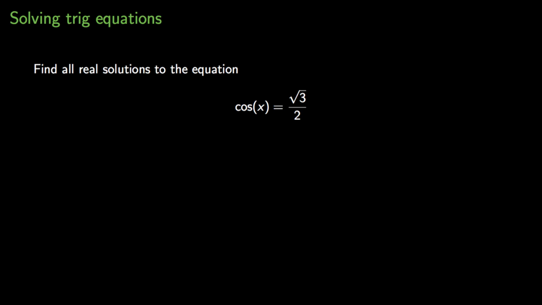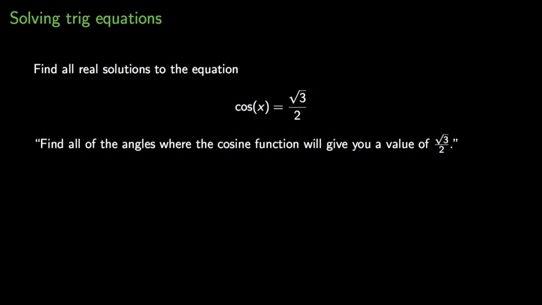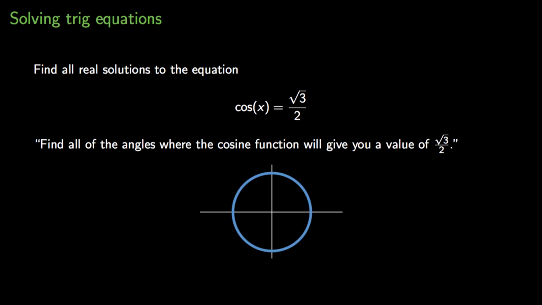So let's say I want to solve an equation that happens to have a trigonometric function in it. And for an equation like this, what I'm trying to do is find every single angle, x represents the angle, where the cosine function will give me a value of radical 3 over 2. Now think about the basic unit circle.